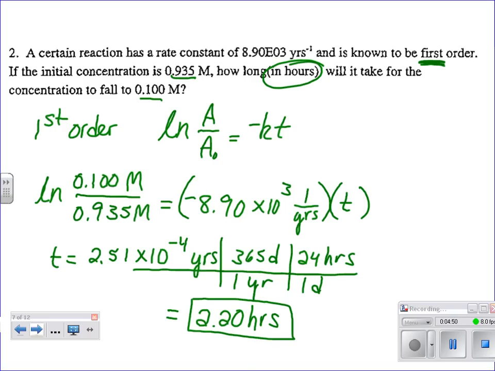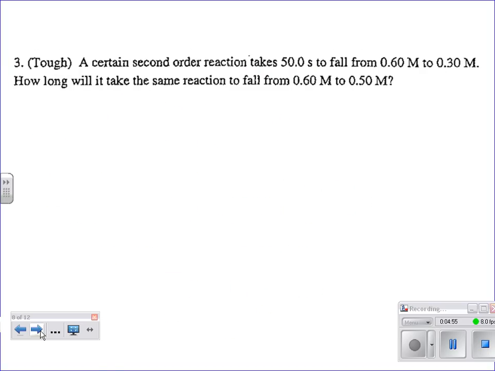Okay, so that was number 2. Now moving on to number 3. Don't let that fool you. It says tough, but it's not that bad. There are a couple different ways to do this one.